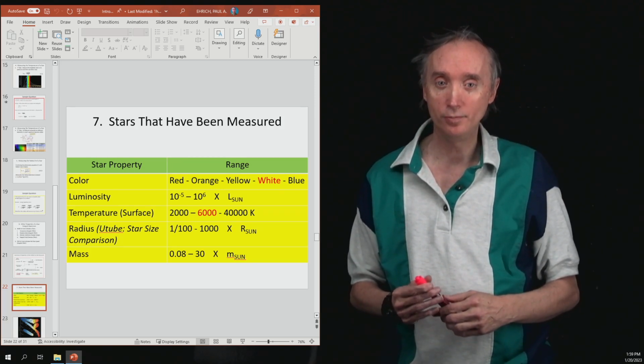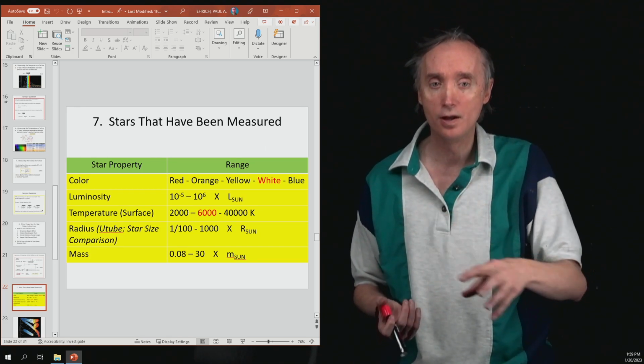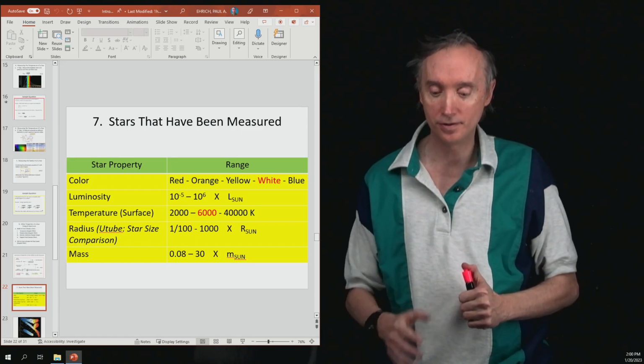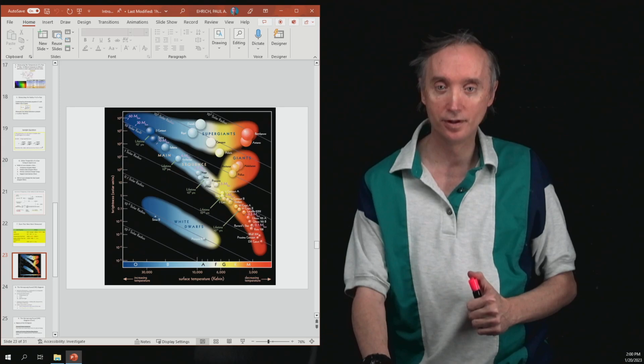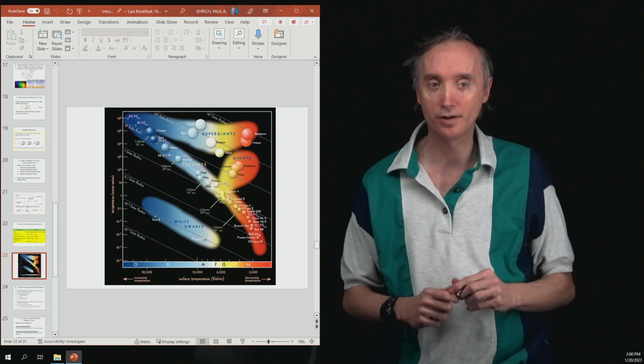Well, wouldn't it be nice if there would be a chart that would have all of this information organized on it? And there is, and it's going to be called the Hertzsprung-Russell diagram, which I'm going to talk about in our next segment.